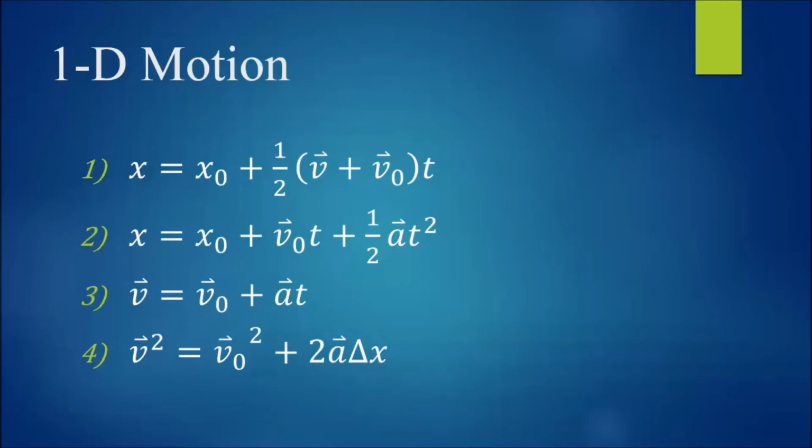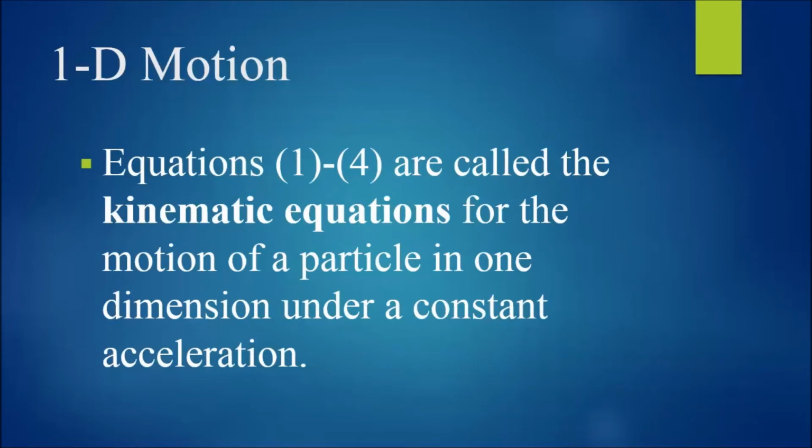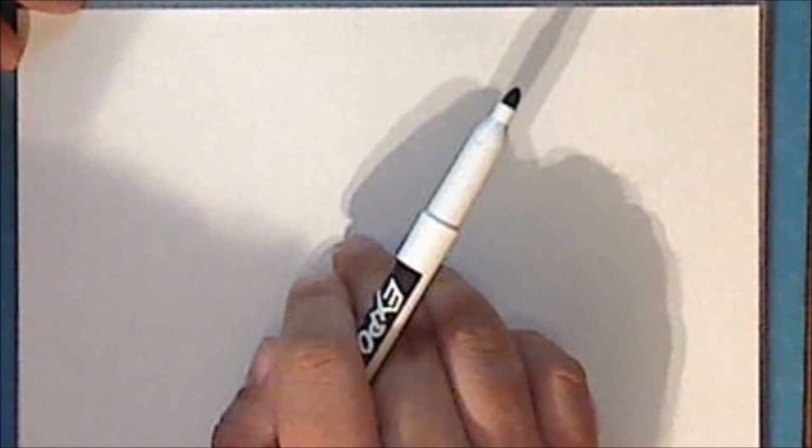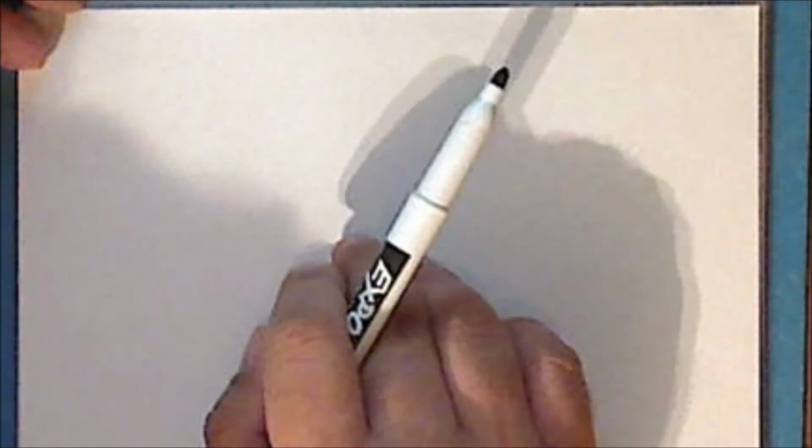For example, the second equation is read: the position at a given time t is equal to the initial position plus the initial velocity times that time plus 1/2 the constant acceleration times the square of that time. These equations are called the kinematic equations for the motion of a particle in one dimension under a constant acceleration. So let's revisit our ongoing example and apply some new insight.